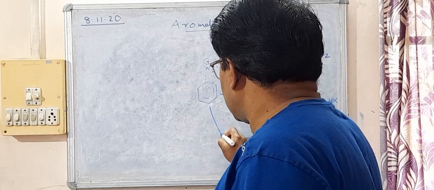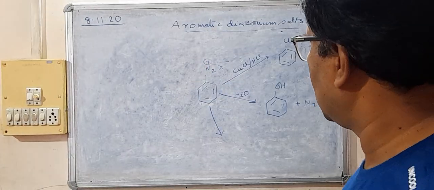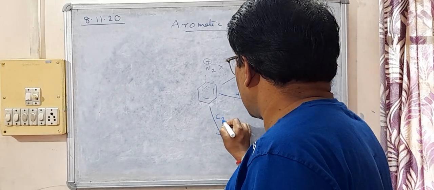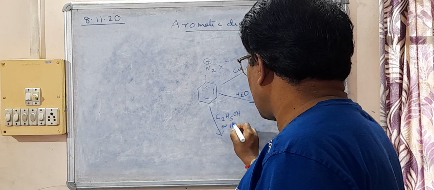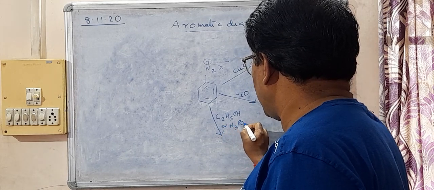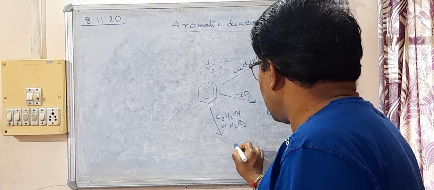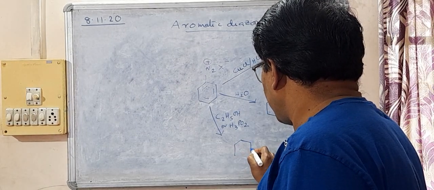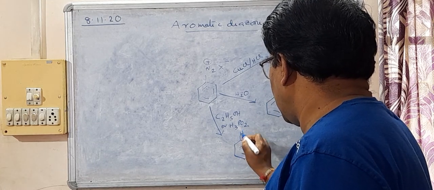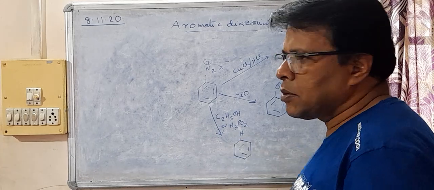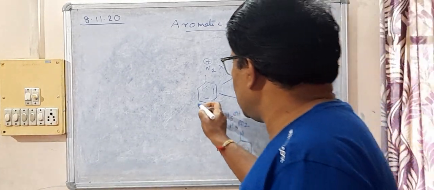Suppose you want to replace it by H. If you want to replace it by H, then you have to treat with ethanol or H3PO2, hypophosphorous acid. Then it gets replaced by H. That is, it becomes benzene. So in this way, you will see in your book.